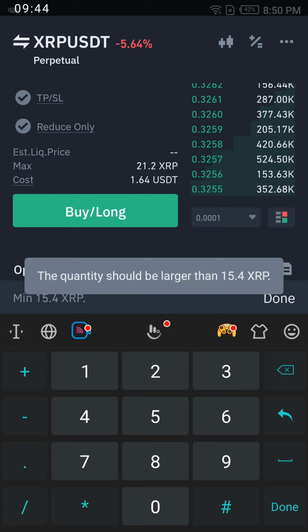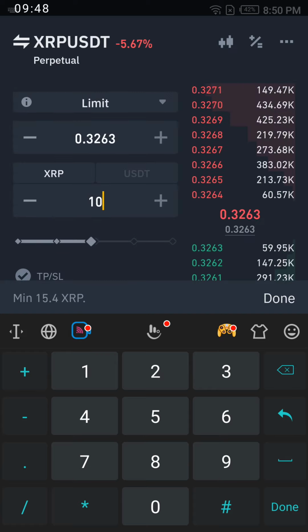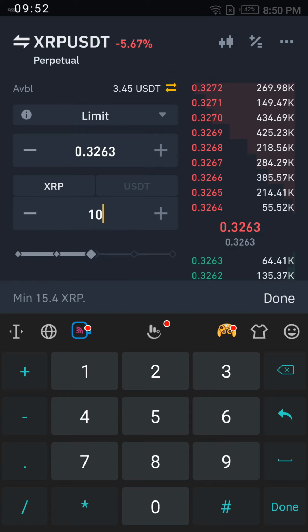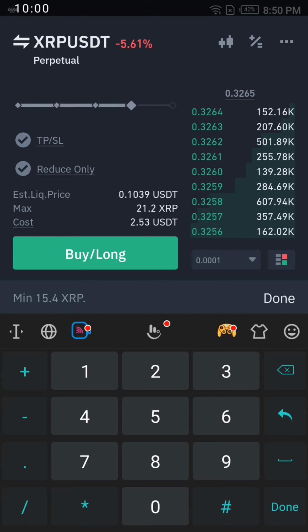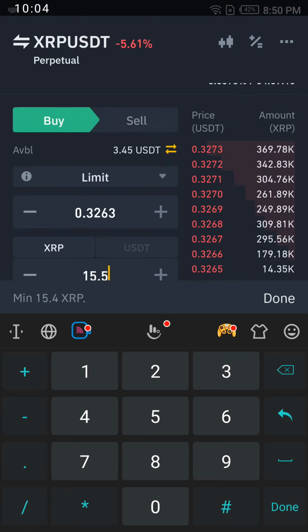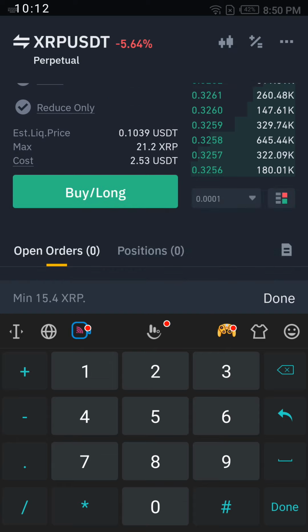Okay, so the quantity should be larger than 15.4. Okay, the same pattern, 15.5, 16.5. Okay, I click buy.